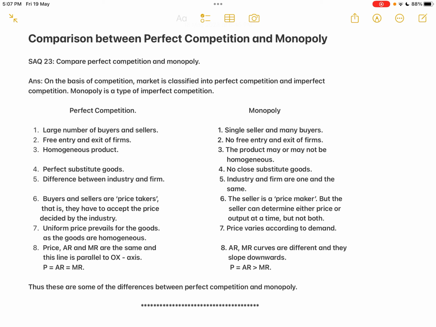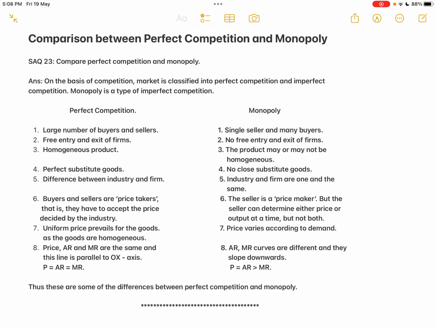And the sixth one, in perfect competition, buyers and sellers are price takers, that is, they have to accept the price decided by the industry, isn't it? We have checked how the price is determined under perfect competition based on market demand and market supply. Equilibrium price is determined based on market demand and market supply, and that price has to be accepted by all the sellers and all the buyers. So buyers and sellers are price takers in perfect competition.